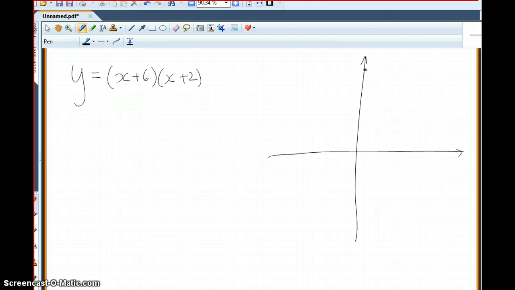Not sure? To find the x-intercepts. Okay, so we want x-intercepts. We make y 0. So in the equation it would look like this. Okay, so it's made y equal to 0. What would the two solutions be then for x? Negative 6 and negative 2, well done.